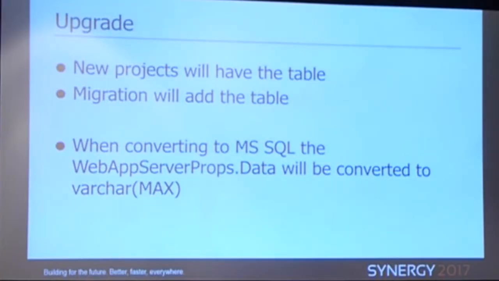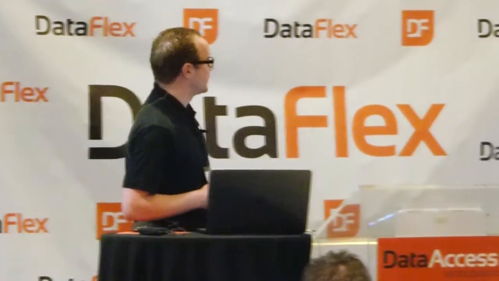If you're going to upgrade, well, I already explained this, but new projects will have the table. Migration will add the table. If you're working on SQL, the table will be added as an embedded table, so you probably want to convert it to the database that you're working with. When you convert it to SQL, I think it will automatically be converted. One of the fields is called web app server props.data. It will be converted to a varchar max field, so that it uses the power of that data type within SQL. With embedded, it will spread data over multiple records if it doesn't fit.